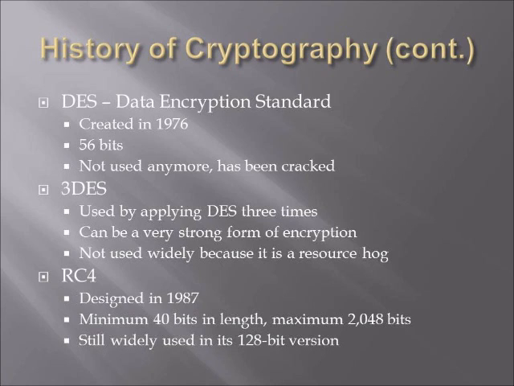Now we have 3DES, which is still used, kind of. It's used by applying the DES encryption 3 times, one over the other over the other. It's a very strong form of encryption, but it's not used widely because it's a memory hog for the most part. And then there's RC4, which is still used today. It was designed in 1987. It could be anywhere from 40 bits in length to a maximum of 2048 bits in length. It's still used widely, and it's a 128-bit version.